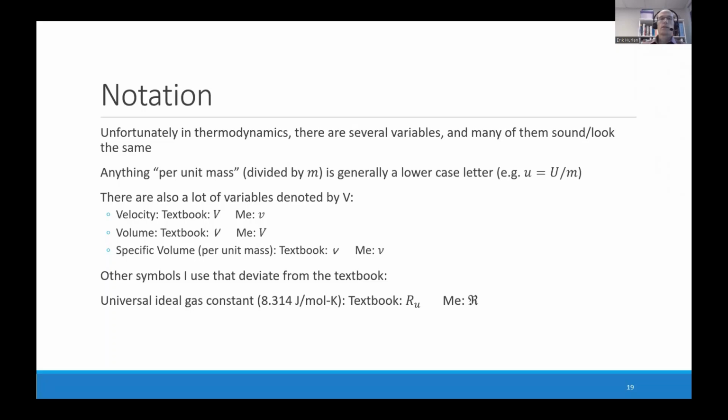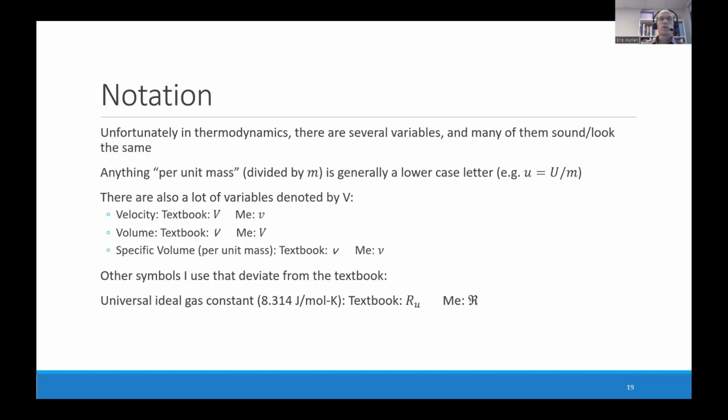The last thing to deal with today is the notation used in this class and in the textbook. Many concepts sound the same in thermodynamics, but there may be some small but important differences. Anything per unit mass, usually denoted as a specific property, is denoted by lowercase symbols. For example, if uppercase U is the energy, then the specific energy, or energy per unit mass, is lowercase u, or lowercase u is equal to uppercase U divided by the mass m.